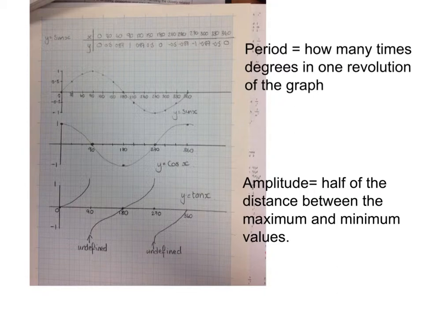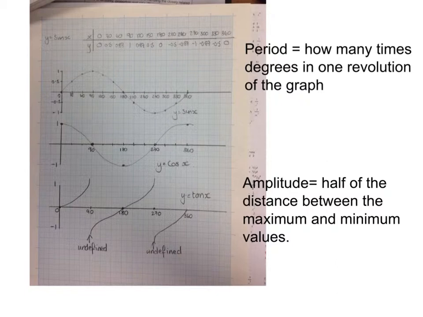We also looked at the amplitude, and the amplitude is kind of like the height of the graph. So how high is the graph from the x-axis upwards? And the proper definition of that, it's half of the distance between the maximum and minimum. So the minimum's at minus 1, and the maximum's at 1, so half of that distance is 1. So the amplitude of the sine graph is 1. The cos graph is the same, the amplitude of the cos graph is 1, and the period of the cos graph is 360 degrees, because we get one full revolution in 360.